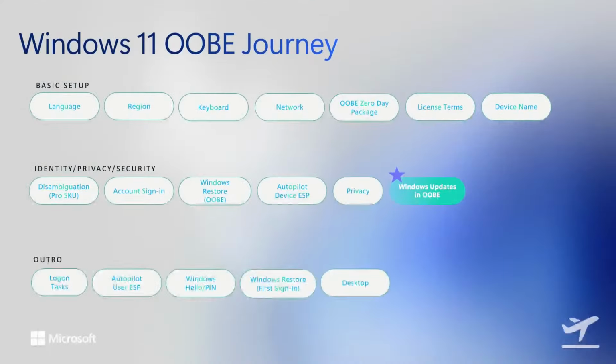Let me show you where this feature is in OOBE in terms of the OOBE journey that the user goes through. You are familiar with this flow. This feature is towards the end of the OOBE flow before the user goes through their first logon experience. Note that this is different from the 0-day package update that happens earlier in the OOBE. The feature updates happen towards the end.